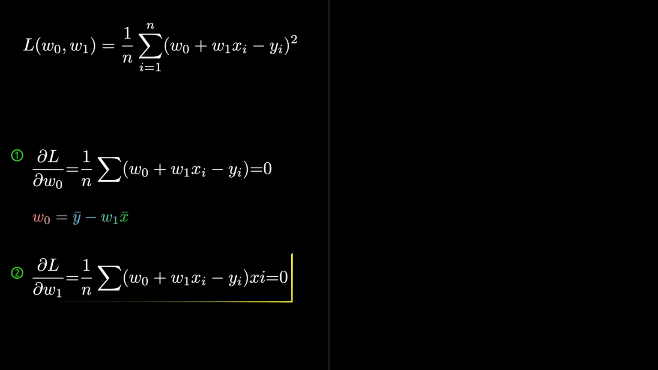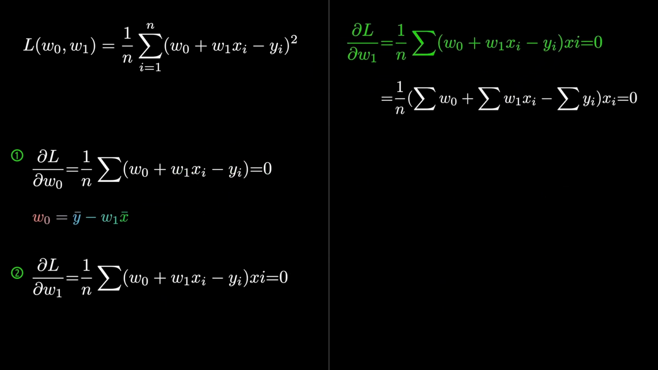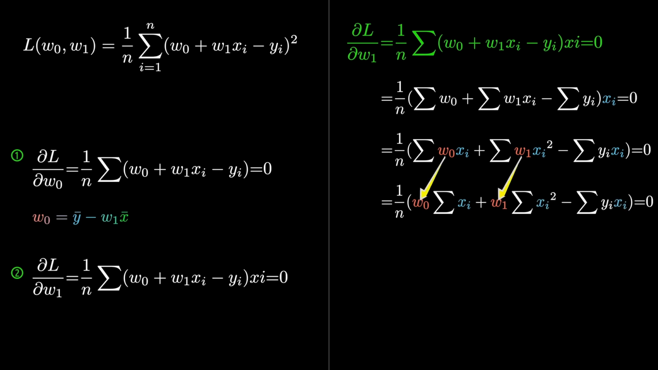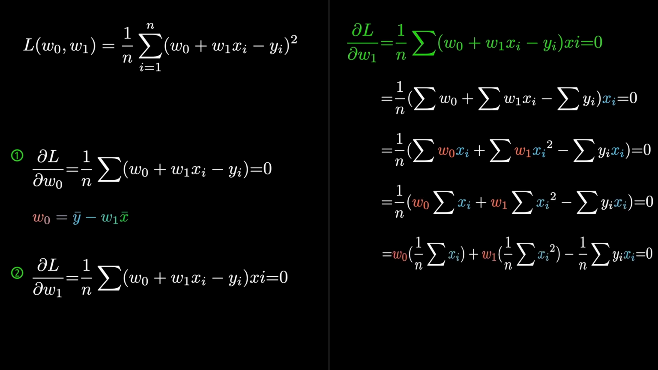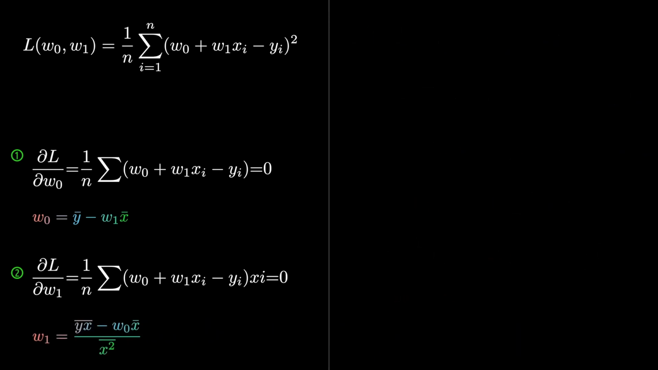After simplifying, the expression for W0 looks like this. Next, let's simplify the partial derivative with respect to W1. We distribute the summation over each term again, and this time xi is also part of the term, so we distribute it as well. We can factor out anything not related to the summation, then multiply each term by 1 over n as before. The sum divided by n gives the averages again. Finally, we can express the simplified formula for W1. Notice that W0 appears in the equation for W1, and W1 appears in the equation for W0. How do we solve this?